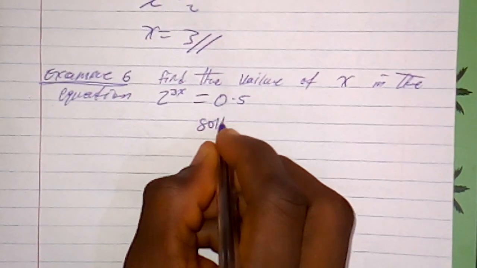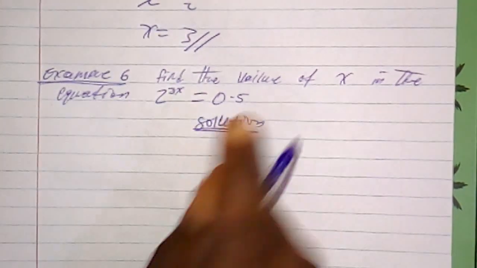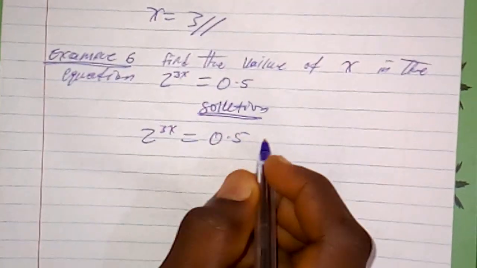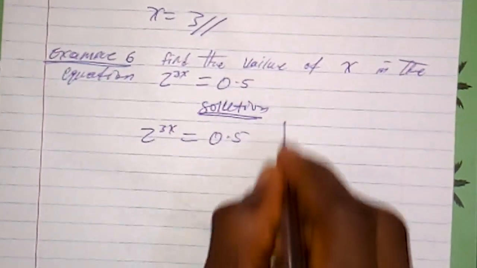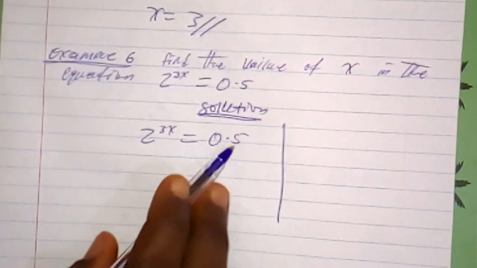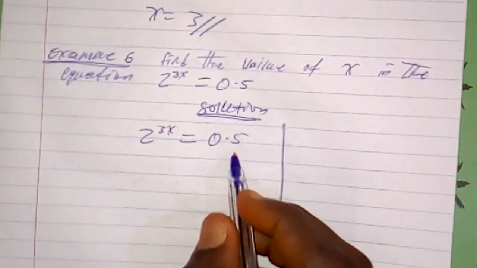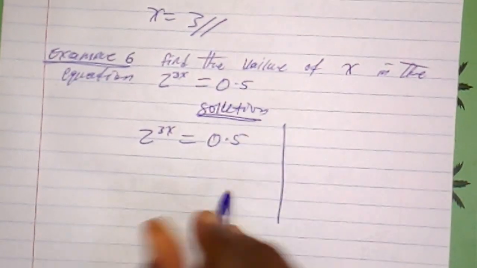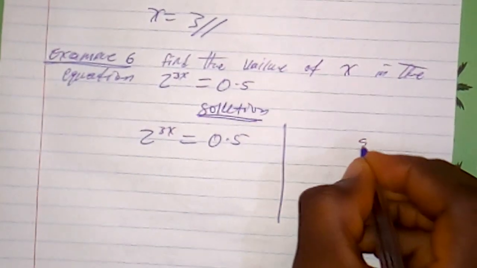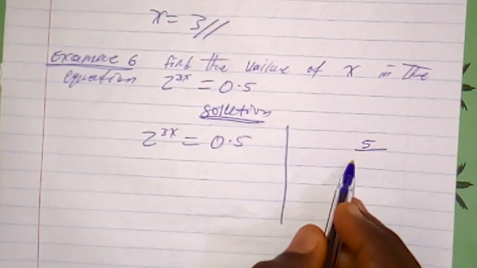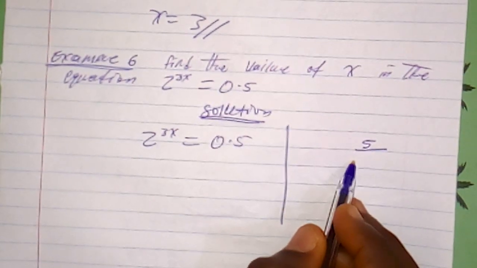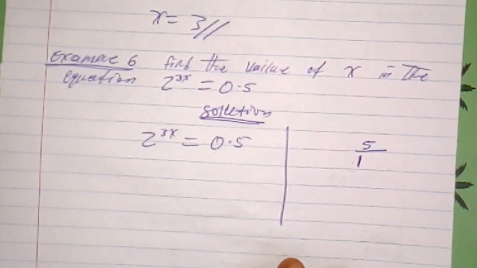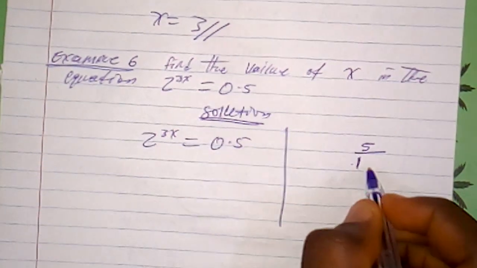We say solution. Now, we say 2 raised to the power 3x equals to 0.5, right? What are we going to do? Anytime you see a decimal, we convert this decimal into what? Into a fraction. After the decimal, any number outside the decimal, you put as a numerator. What is the number after the decimal? It's 5. We put 5 as a numerator. Now we come for the denominator. Any number before the decimal, we take it as 1. What is number? 0. Any number after the decimal, we take it as 0. What is here? 5. So we take this 5 as 0.